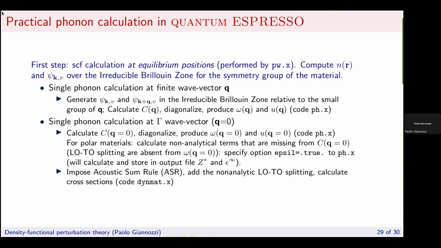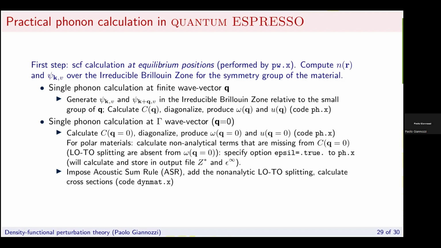So the code recomputes what it needs, and it also increases the irreducible Brillouin zone. It has to be increased because typically there is just a subgroup of the original symmetry group that leaves the wave vector q unchanged. So the code first generates a number of additional quantum orbitals, then it performs the linear response calculation. It computes the force constants at wave vector q and diagonalizes them, and then one gets the frequencies and phonon displacement patterns for the desired wave vector q.